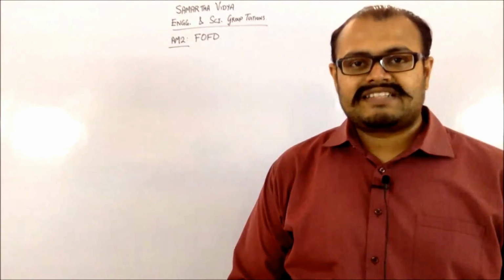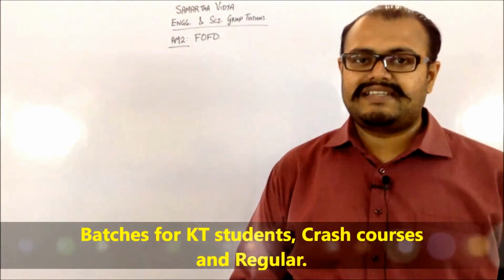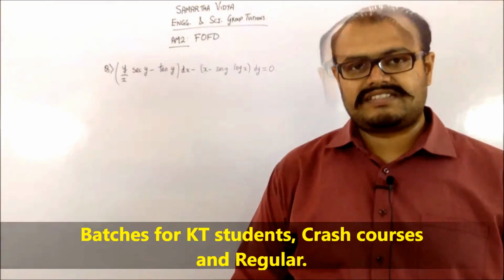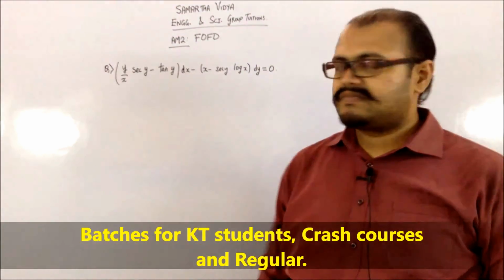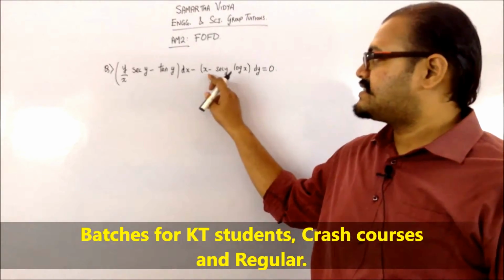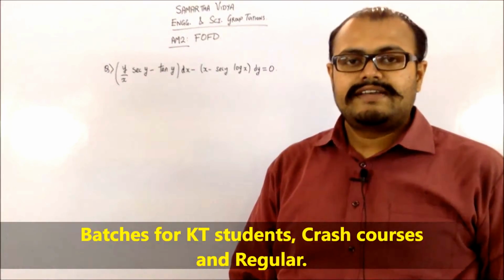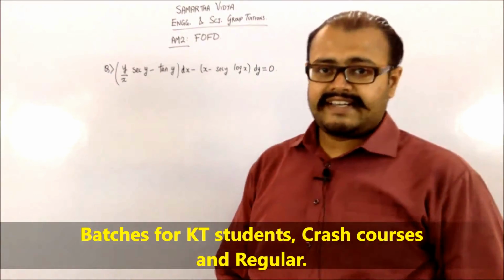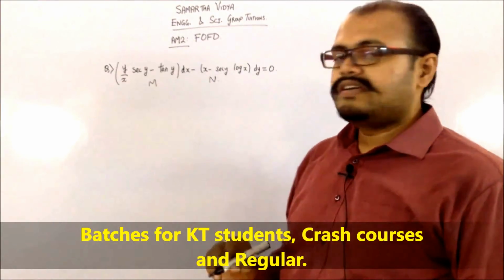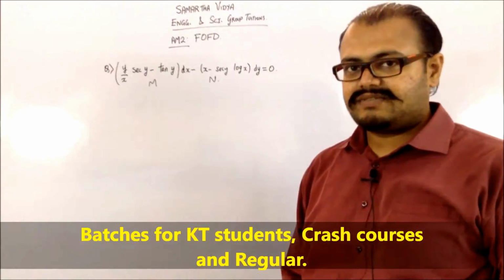So let's see some sums and how to identify whether the given equation is linear, exact, or whether we have to apply the rules. Let's have a look at this problem. We have (y by x sec y minus tan y) dx minus (x minus sec y into log x) dy is equal to 0. As you can see, it is already in the form M dx plus N dy. So the first step is to check for an exact differential equation.